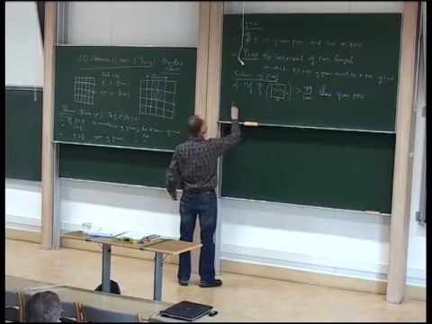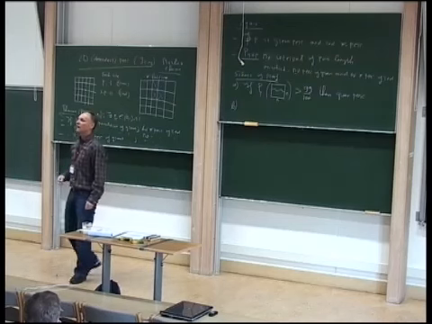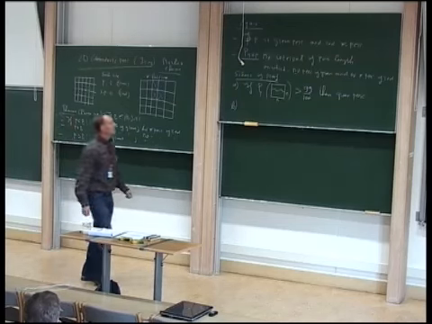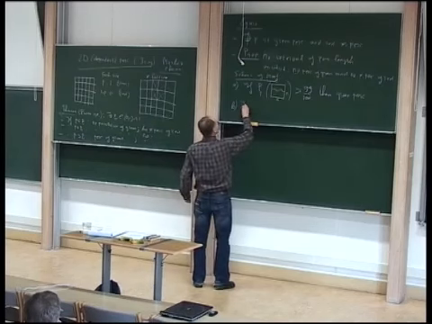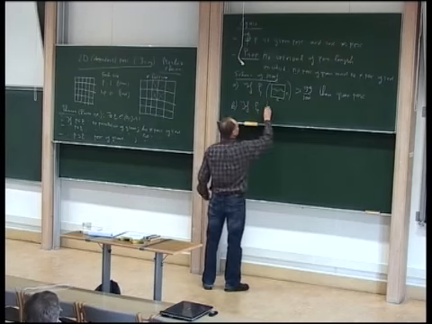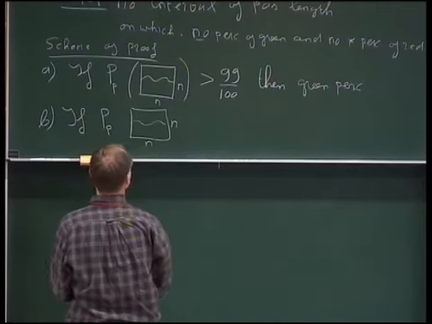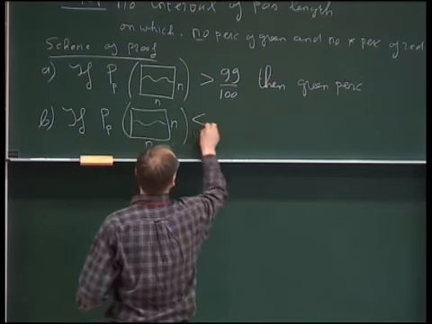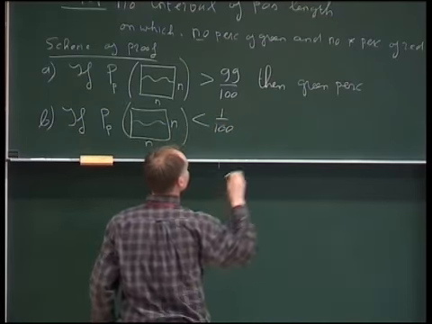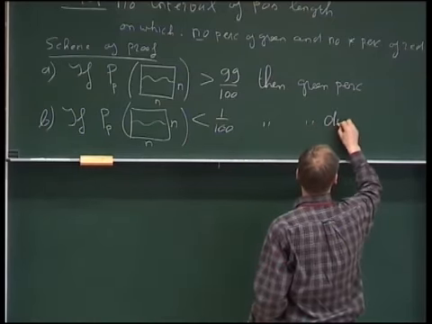Part B. If there exists an n such that this probability is smaller than 1 over 100, then green does not percolate.